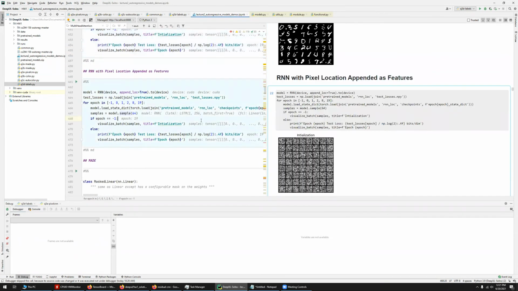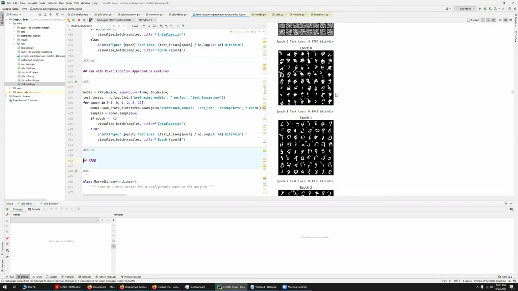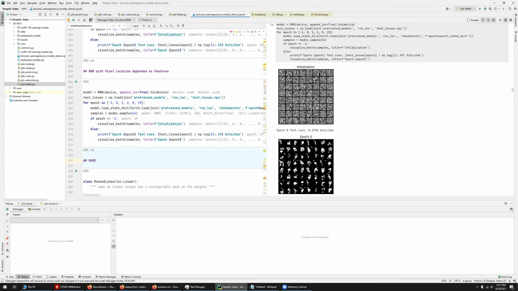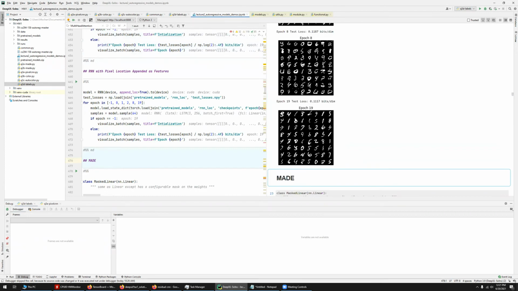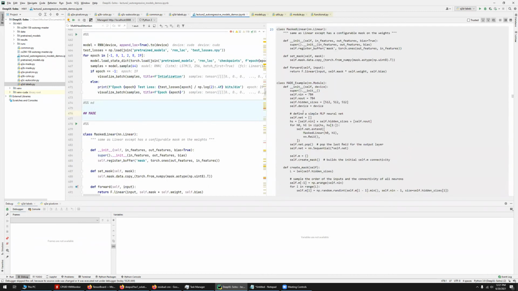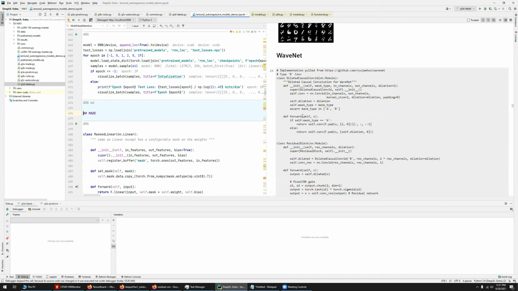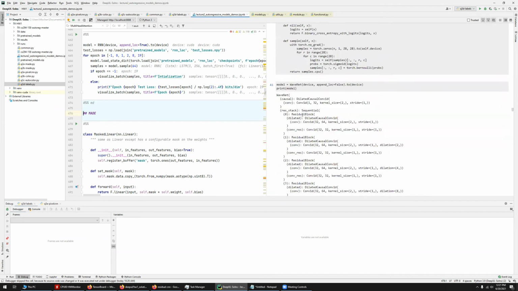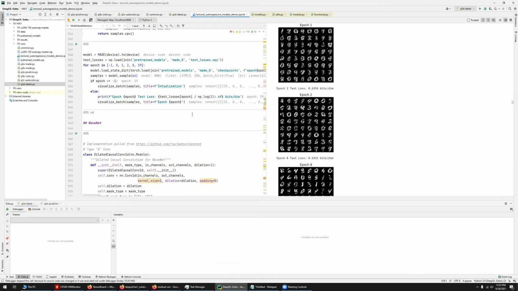Okay, this is the one that had pixel values appended as features. So yeah, it can load the values and just show the pixels, and it's pretty good. And then we have made. We already went through this in great detail, so we can skip this. This is Wavenet. Let me go to Wavenet.